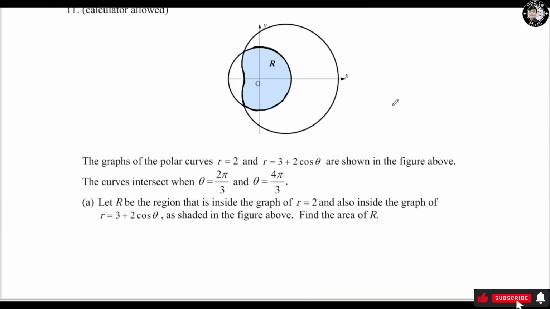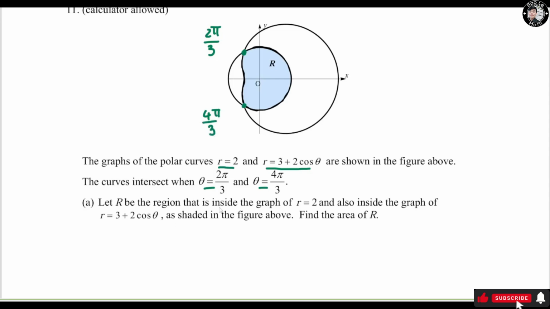Now let's move on to the last question, question 11. This question comes from AB Calculus BC question 3 in 2007. Calculator is allowed. The graph of the polar curves r equals 2 and r equals 3 plus 2 cosine theta are shown in the figure above. The curves intersect when theta equals 2 pi over 3 and theta equals 4 pi over 3, right? So this guy right here, 2 pi over 3. This guy, 4 pi over 3, right?